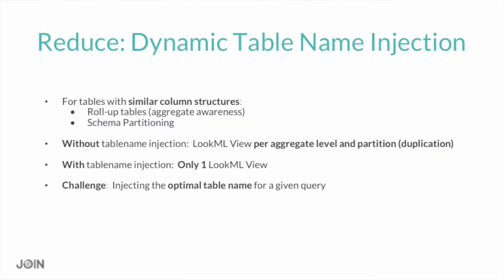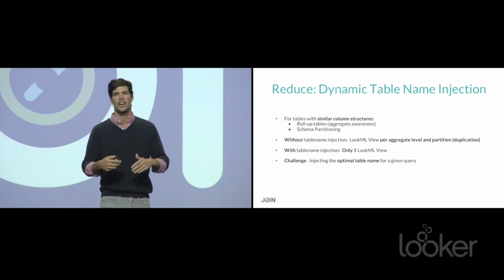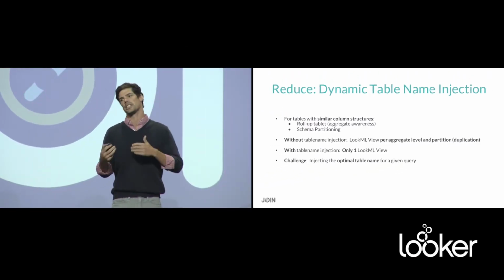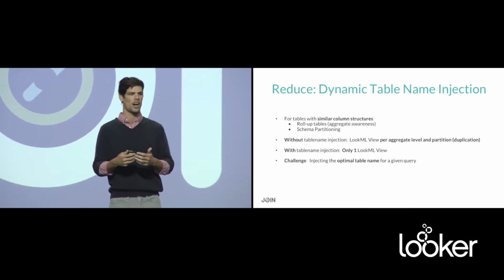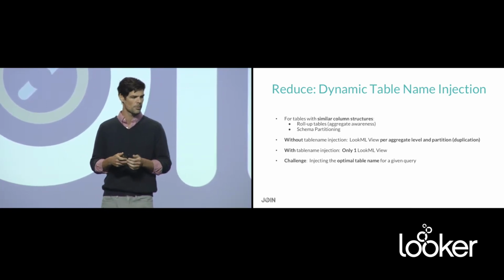So to start, we're going to talk about dynamic table name injection. So the sort of use case here that we're going to talk about are tables with similar column structure. So this could be across schemas for schema partitioning. It could also be roll-up tables. So if you've got the same data, essentially rolled up at different granularities by date, by week, by month, et cetera. But the table structure is the same. You've got the same columns in each of those tables.